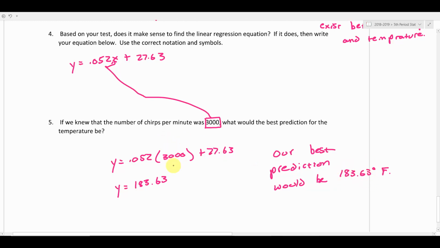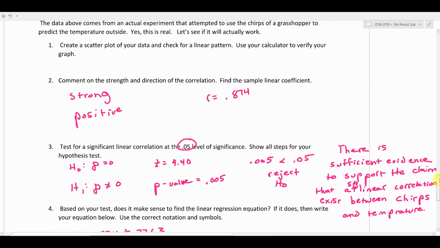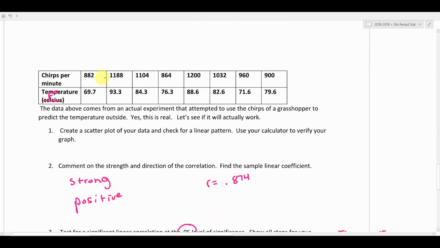So this makes me think a little bit. This isn't a weird prediction. I've never seen it be 183.63 degrees outside, at least not where crickets live. So I'm wondering if maybe this data point that they gave us, maybe this 3,000 chirps per minute, is a little bit outside the scope of our data. And I'm looking at the chirps per minute from the original data set. You notice how nothing is close to 3,000 at all?